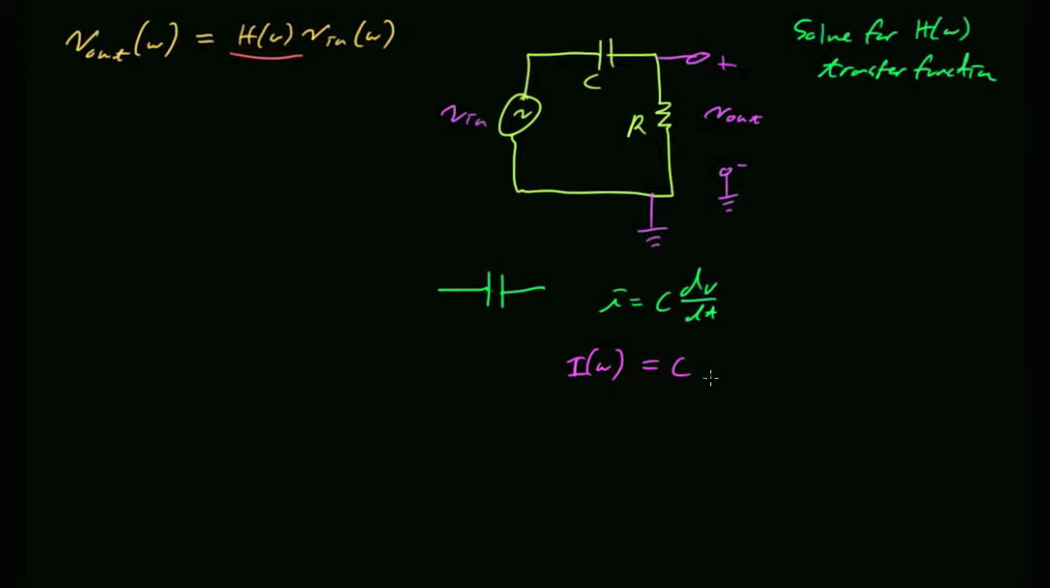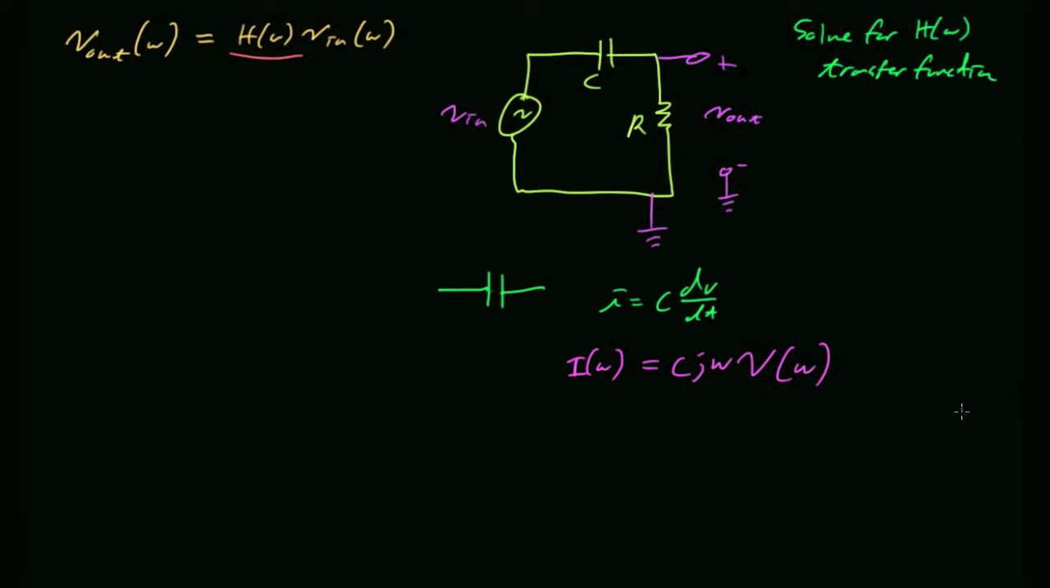Careful. V over? Right, it's the derivative of V. So what I'm going to do is take the Fourier transform of my voltage, and then if I want to take its derivative, I multiply by J omega. That's how you get a derivative.